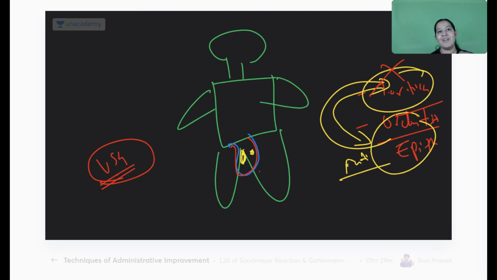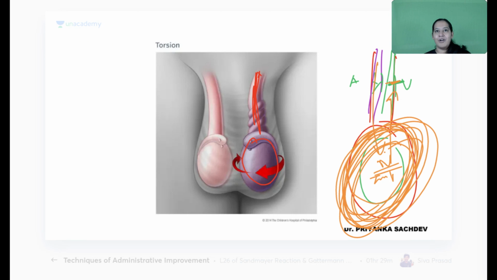But it is not necessary that USG is available in all hospitals, or you may be working in some periphery in a village. There is no USG machine in the whole village. And if you shift the patient to the city or some other center, it will take 6 to 8 hours. And if it is torsion, by then everything will be gone. So you don't have time. You don't have a nearby USG machine. What will you do in that situation? Imagine yourself in such a condition. Now what will you do?